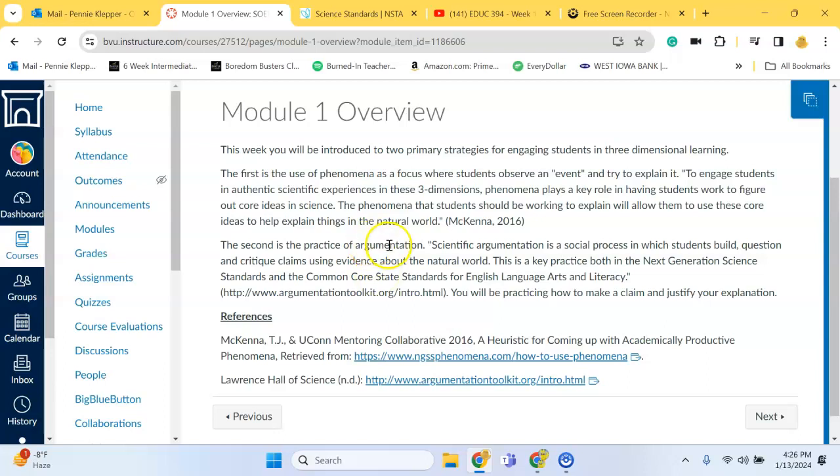And then later in the week, what we're going to be looking at is the practice of argumentation. And that's a little bit different. Scientific argumentation's a little bit different than just having an argument on the playground. This is where students make claims in groups, and then they critique each other's claims and use that evidence. So it's a real good life skill to learn. So let's go ahead and move on to the first assignment.